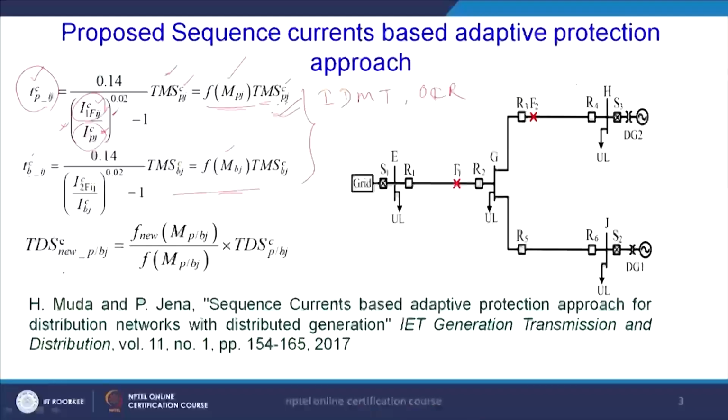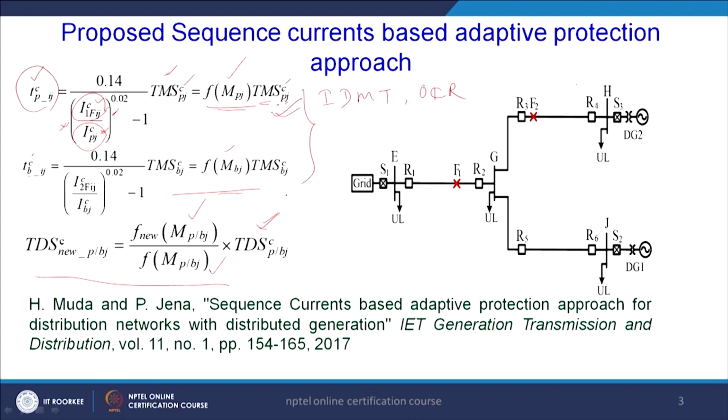Now, we have just one concept here, that is this new TDS. What will be the new TDS? How will it be decided? This will be the ratio of this primary to backup function. This is a new one and this is an old one, into this old TDS.